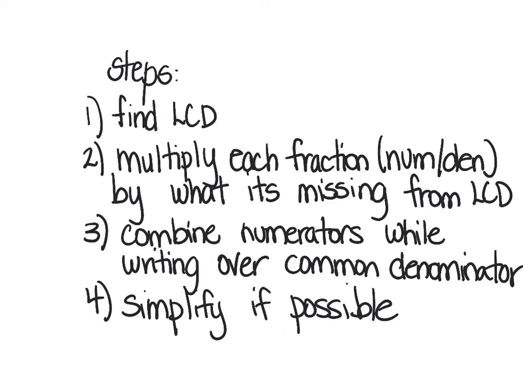Number one, find the LCD. When you're looking for the LCD, also keep in mind that you want to make sure that the polynomial in the denominator is always factored, because that's going to make a difference in your LCD. Number two, multiply each fraction, the numerator and the denominator, by what it's missing from the LCD.